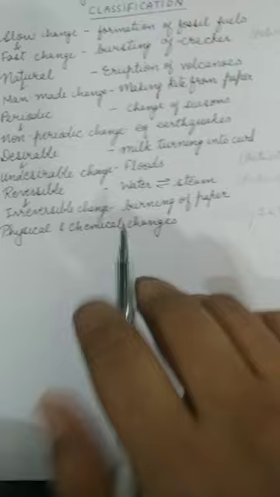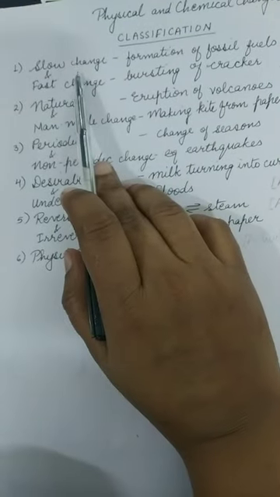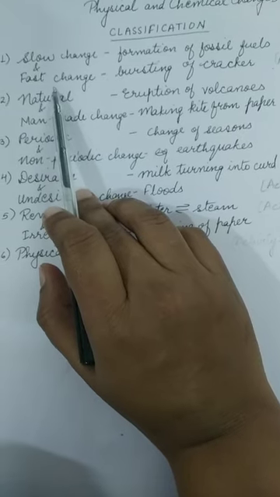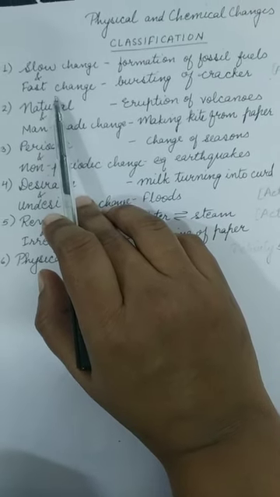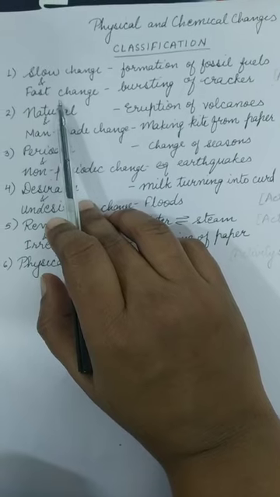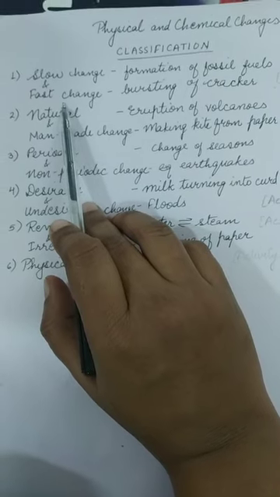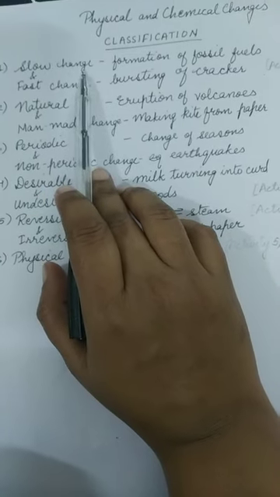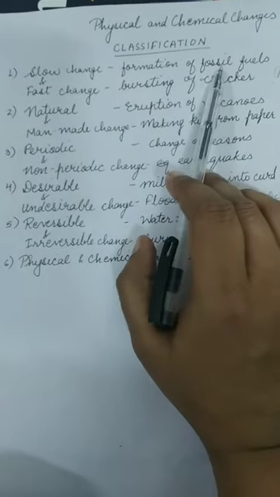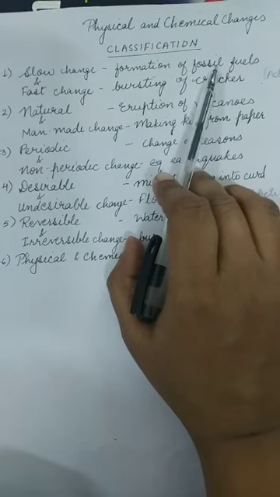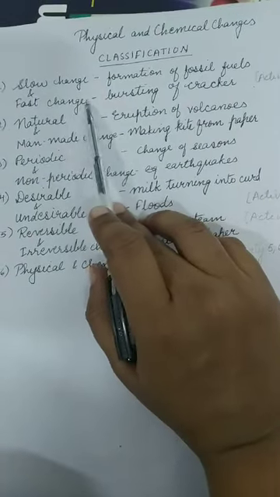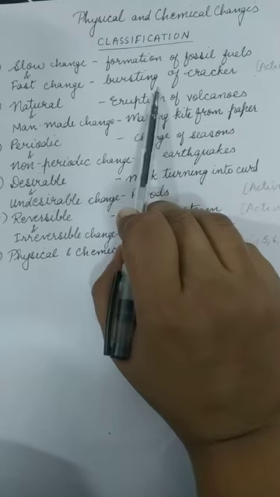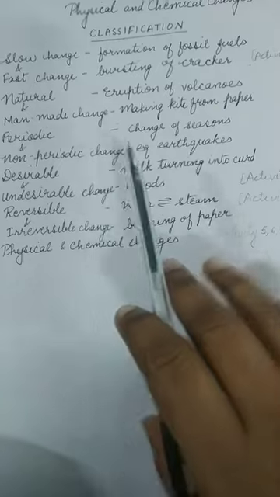So let's take up the first classification, slow and fast change. A slow change takes a longer time to complete, while a fast change takes a short time interval to get completed. Example of a slow change, there can be many examples. Formation of fossil fuels, it takes thousands of years to be completed. Fast change, bursting of cracker, it is done within few seconds. Not even few seconds, fraction of seconds only.